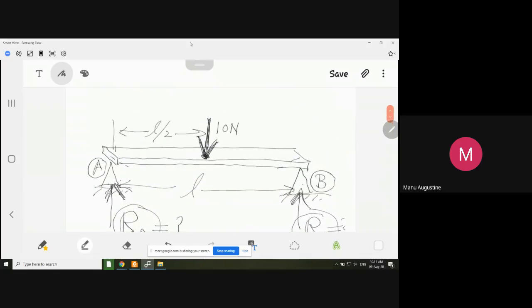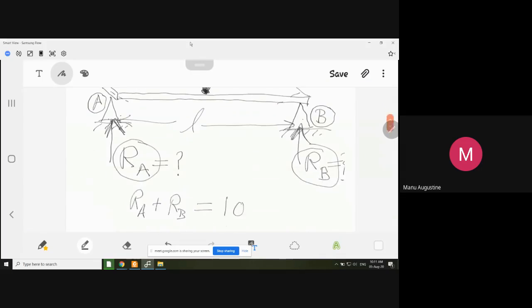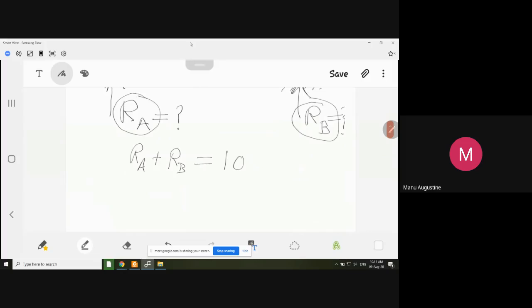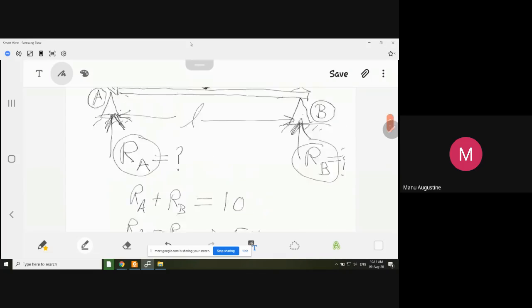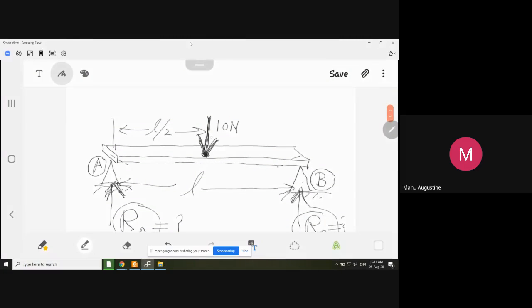And then you use the simple common sense that since this 10 Newton is placed exactly at the center point of the beam, so it is simple and quite logical to assume that Ra must be equal to Rb. They have to be equal in value. So eventually what happens is both of them become equal to 5 Newton. This is common sense. But what happens if I move this load and place it at some eccentric point, means not exactly in the center, but at some other place.